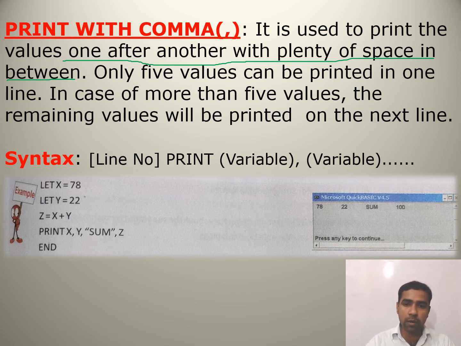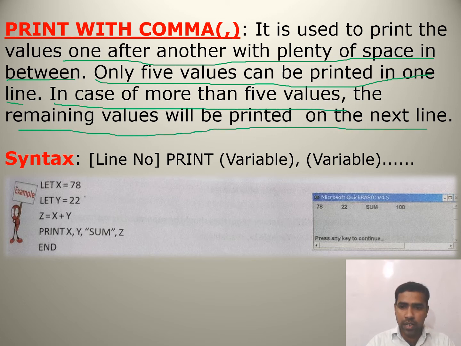Only 5 values can be printed in one line. So when you write in one line, only 5 values will be printed. In case of more than 5 values, the remaining values will be printed on the next line. If in your program more than 5 values are there, then 5 values will be printed in one line and the remaining values will be printed in the next line.